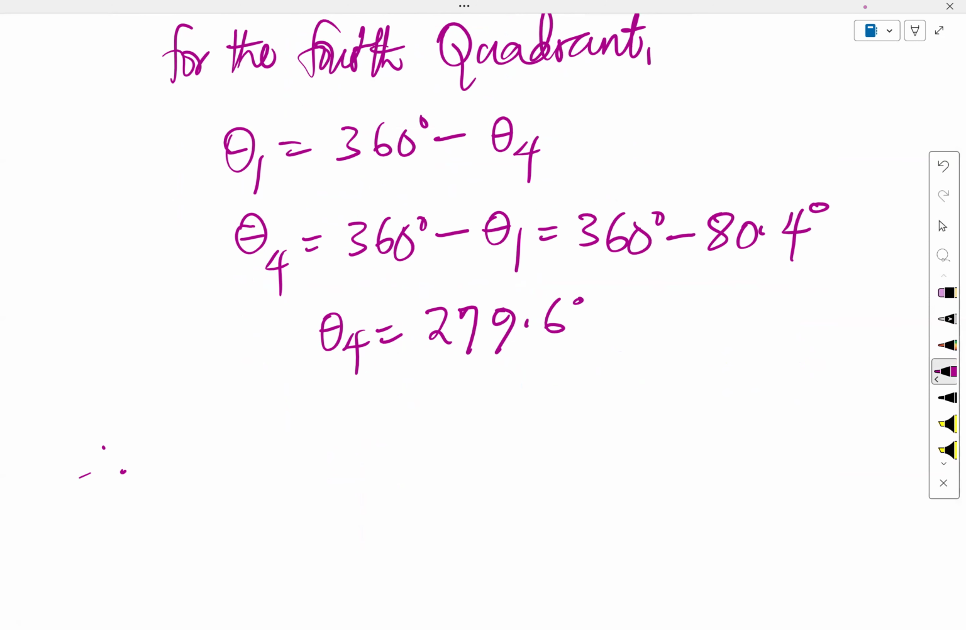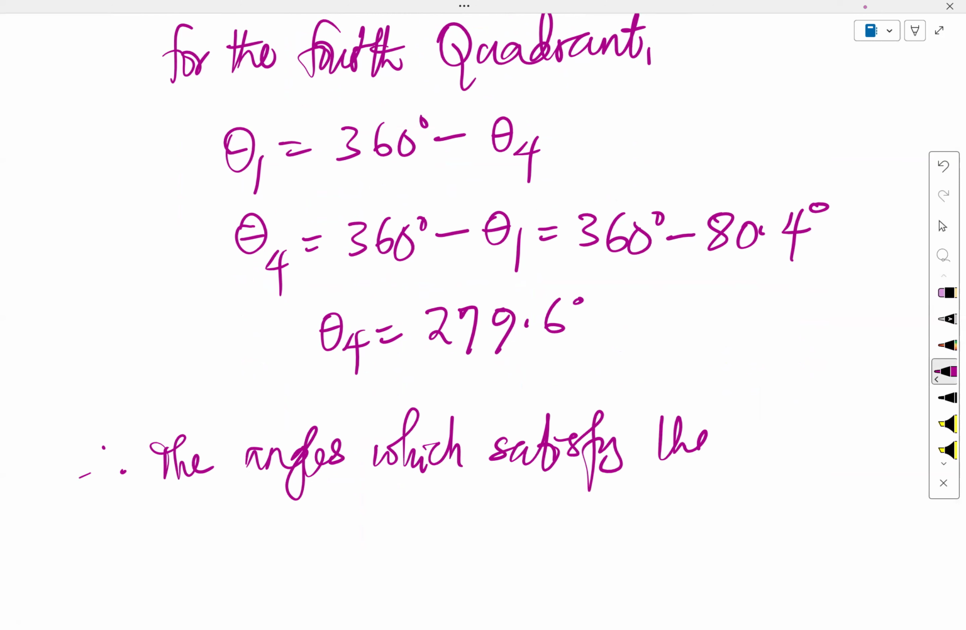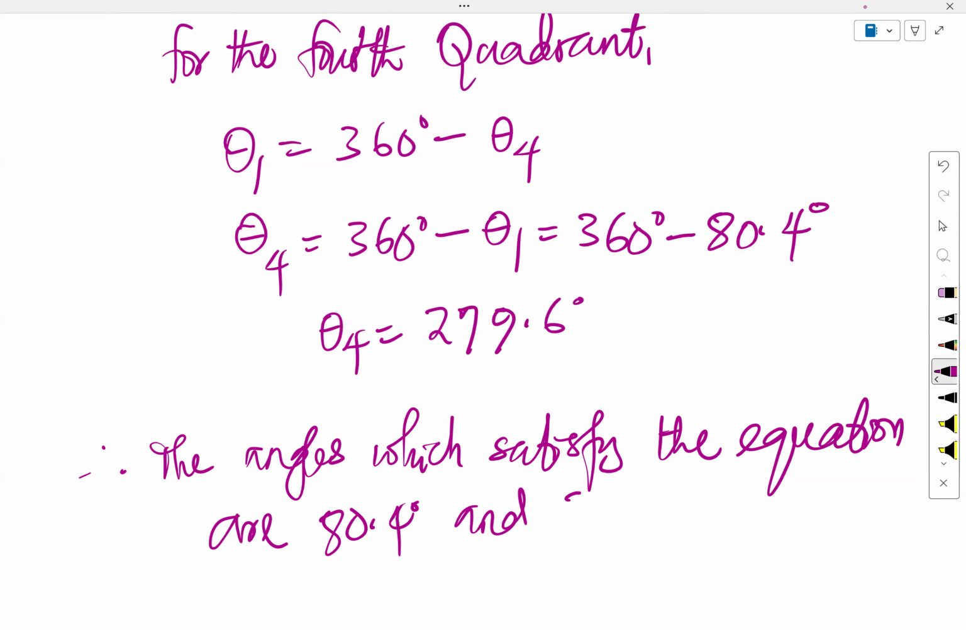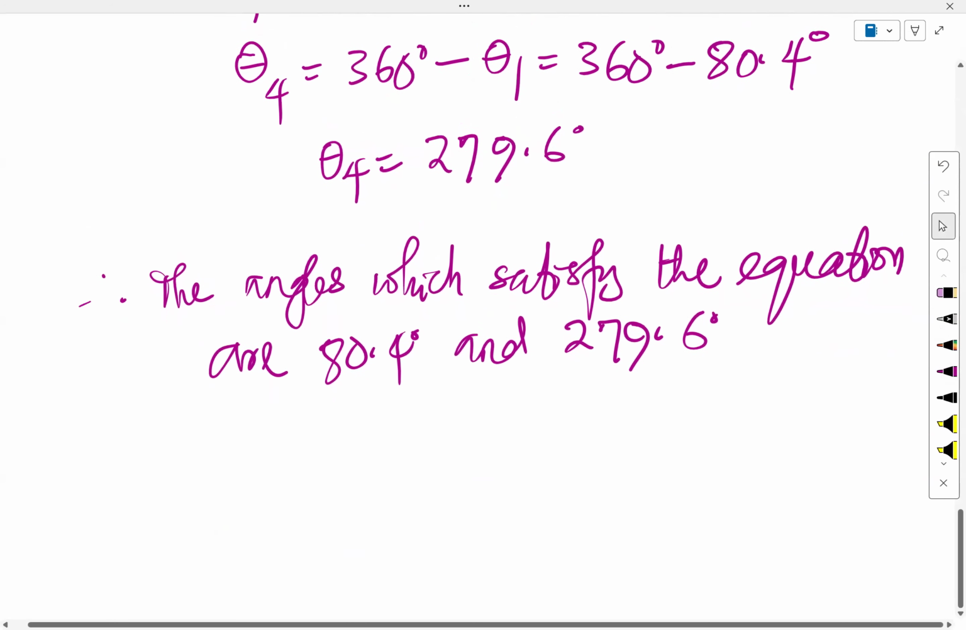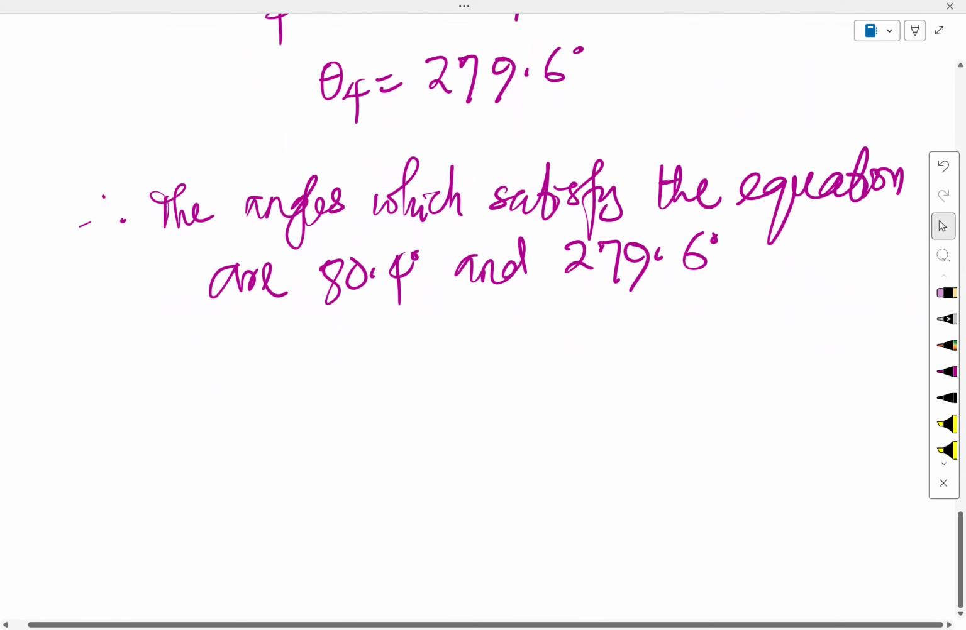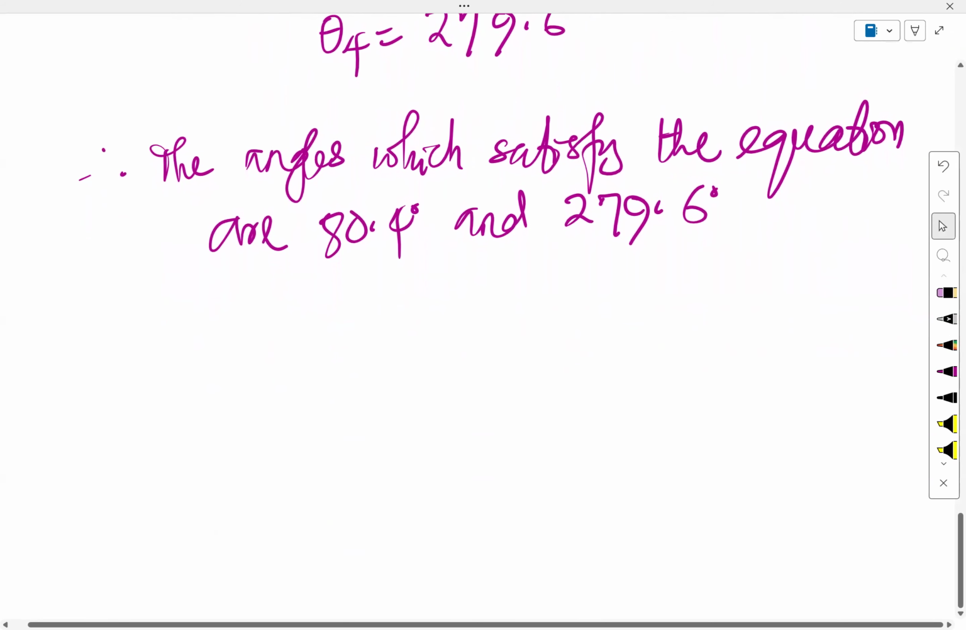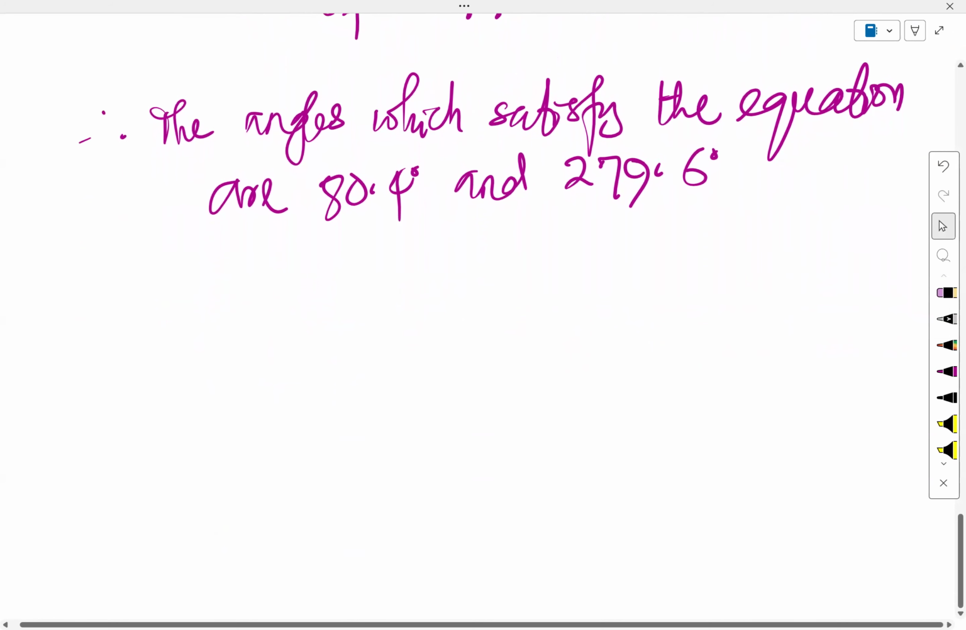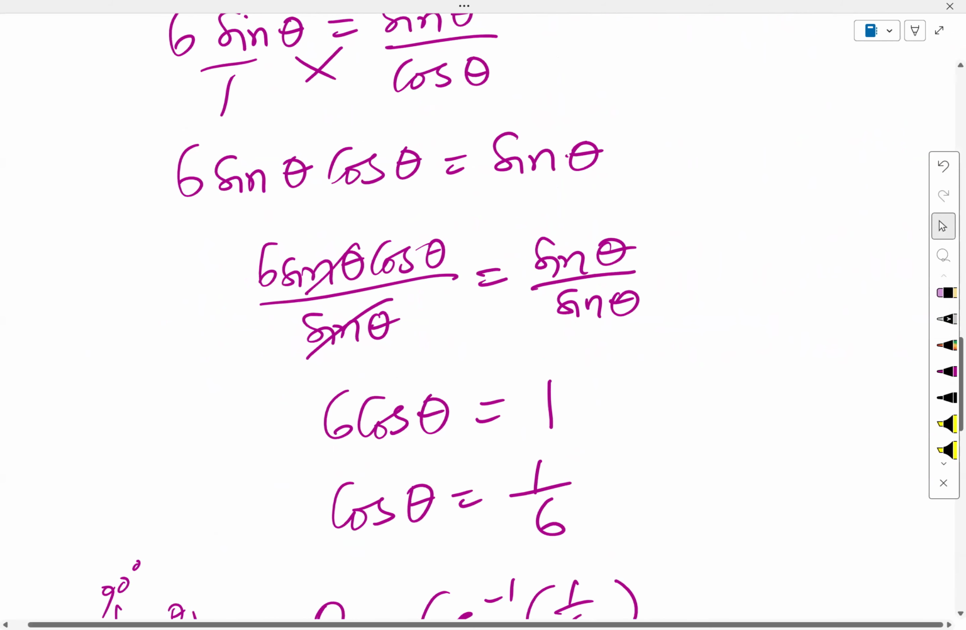Therefore, the angles which satisfy the equation are 80.4 degrees and 279.6 degrees. Easily. Okay, so that goes. All right. So I'll take example 4 now, and then I'll write the rest out as practice questions. So you're going to have a lot of practice questions to deal with.